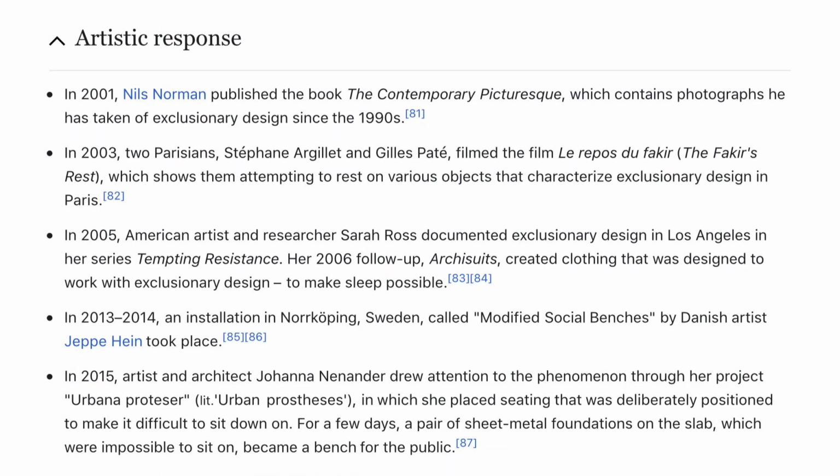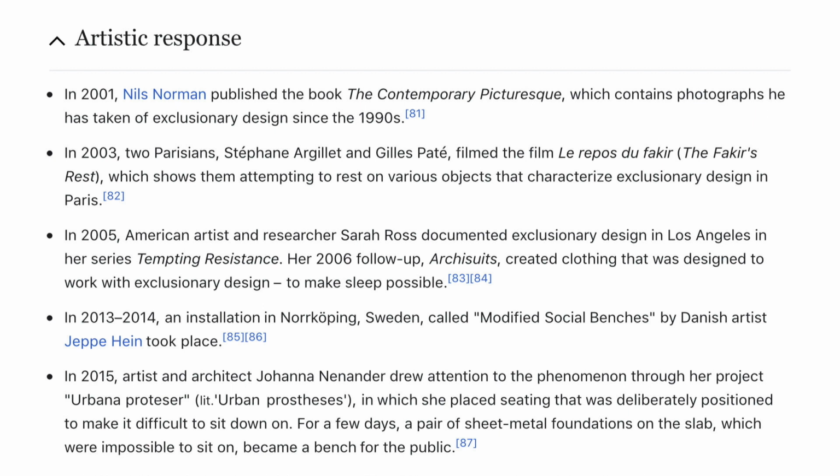Artistic response. In 2001, Nels Norman published the book The Contemporary Picturesque, which contains photographs he has taken of exclusionary design since the 1990s. In 2003, two Parisians, Stéphane Argillet and Gilles Patet, filmed the film Le Repos de Fakir, The Fakir's Rest, which shows them attempting to rest on various objects that characterize exclusionary design in Paris.